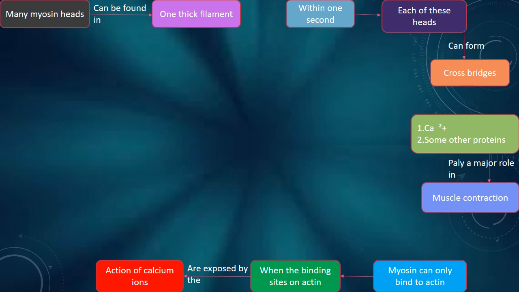Ca2+ and some other proteins play a major role in muscle contraction. Myosin can only bind to actin when the binding sites on actin are exposed by the action of calcium ions.